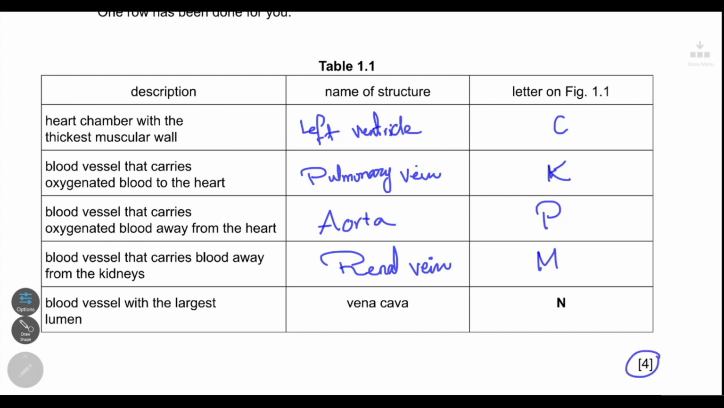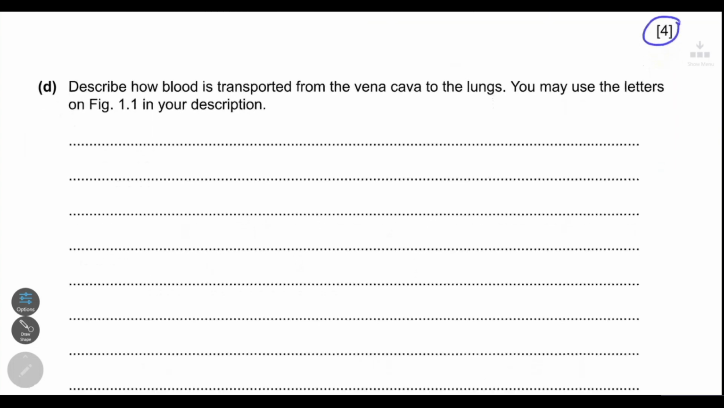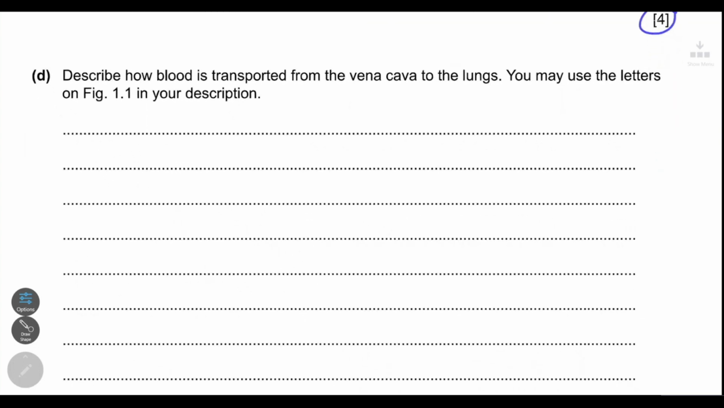Sure. So, they ask us to describe how blood is transported from the vena cava to the lungs. You may use the letters on the figure in order to show your description. So the blood is transported from the vena cava to the lung. It's very easy. So first of all, he now would like us to describe the pulmonary circulation, which is very easy. So, number one, the blood.